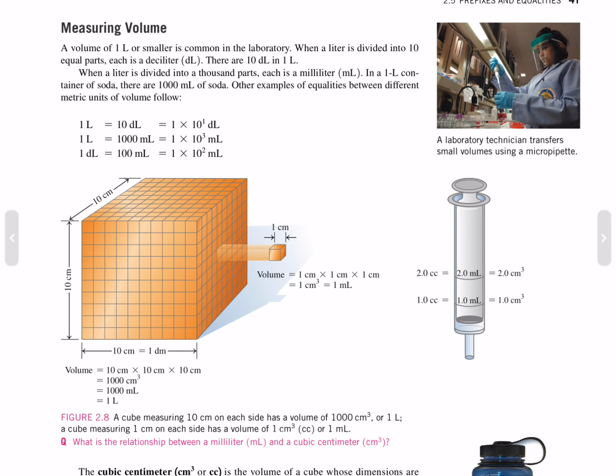Measuring volume. A volume of 1 liter or smaller is common in the laboratory. When a liter is divided into 10 equal parts, each is a deciliter. There are 10 deciliters in 1 liter. When a liter is divided into 1,000 parts, each is a milliliter. In a 1 liter container of soda, there are 1,000 milliliters of soda. Other examples of equalities between different metric units of volume follow. 1 liter equals 10 deciliters. 1 liter is 1,000 milliliters. 1 deciliter is 100 milliliters.